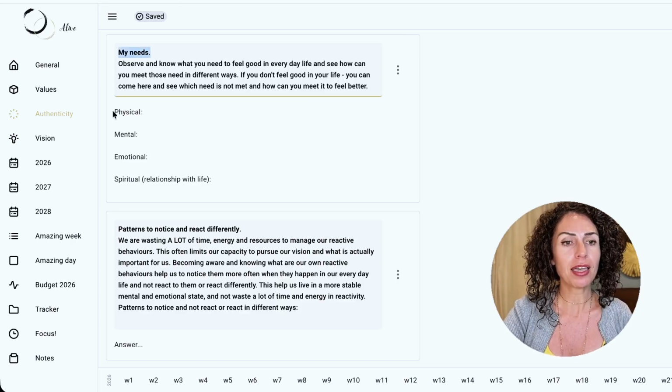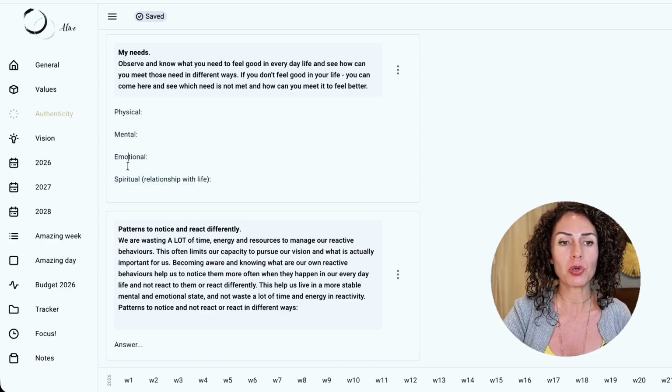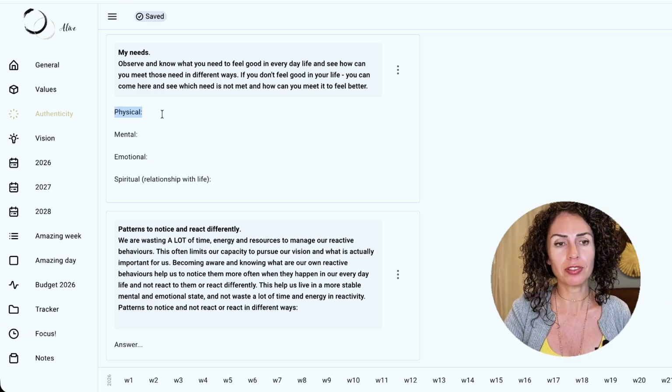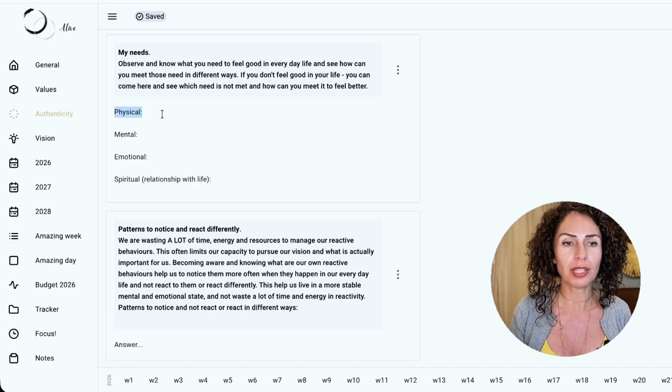This part, I have divided into 4 different needs: physical, mental, emotional, and spiritual. So in those different parts, for example, in the physical part, you can write things like sleep, food, exercise, rest. And a lot of those needs will be similar to a lot of us, and that's normal, but you might have slightly different things, different flavors that you want to put emphasis on.